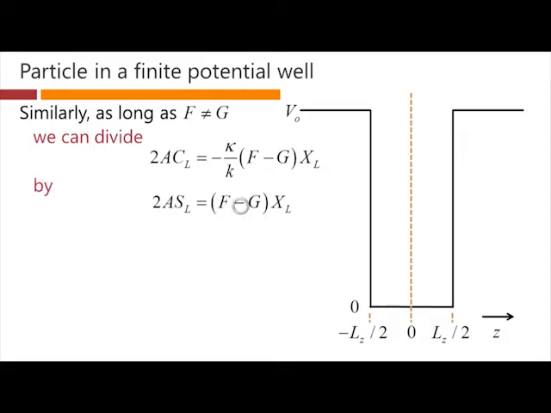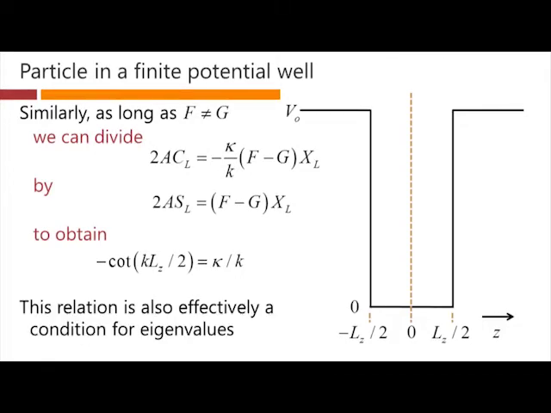So now, as long as f is not equal to g, we can divide this equation we just figured out by this equation we just figured out. Again, if f is equal to g, this would be 0, and we can't divide by 0. So as long as f is not equal to g, we can divide this equation by this equation. That gives us minus the cotangent of KL over 2 is equal to kappa over k. Cosine over sine gives us a cotangent, and we had a minus sign sitting here that we've taken over to the left-hand side. And this relation is also effectively a condition for eigenvalues. We're going to work with this relation later on to figure out the energy eigenvalues also.